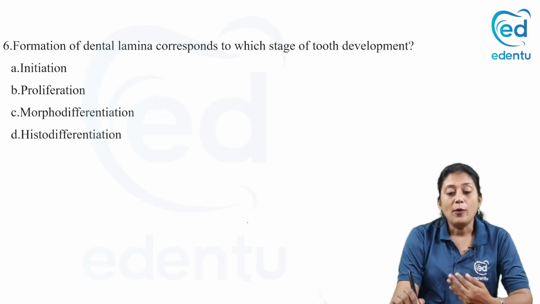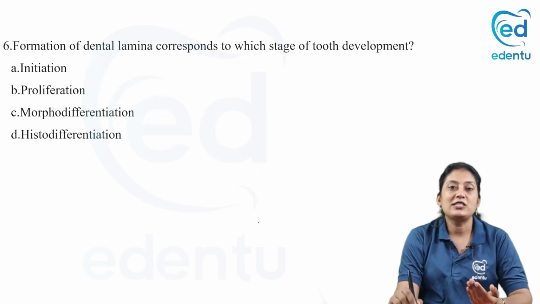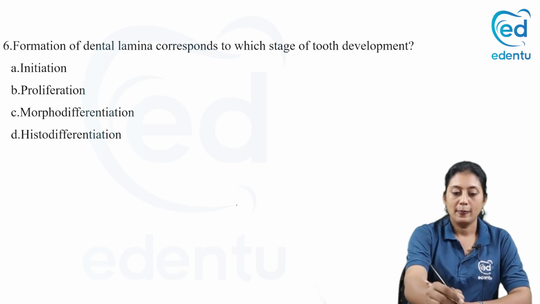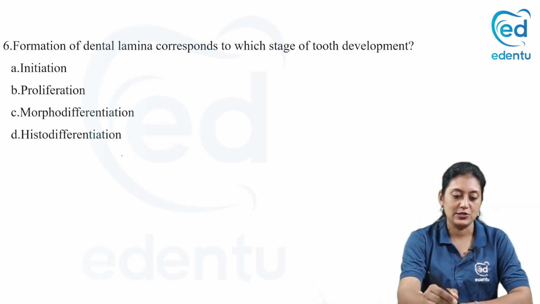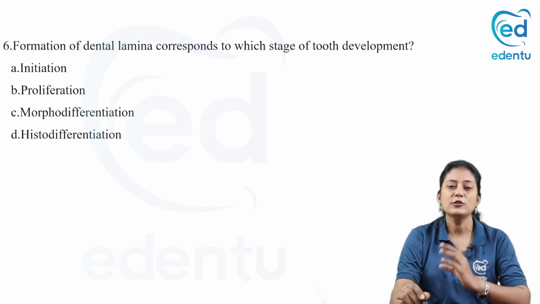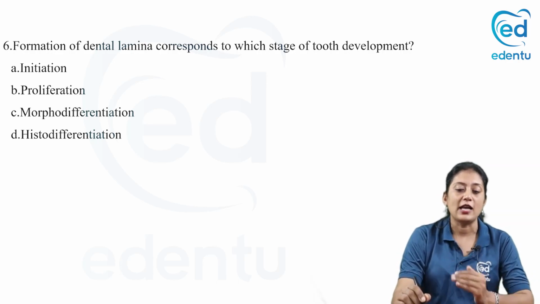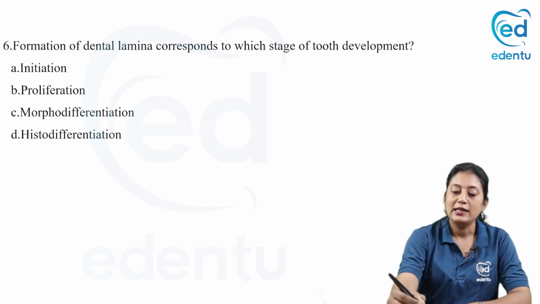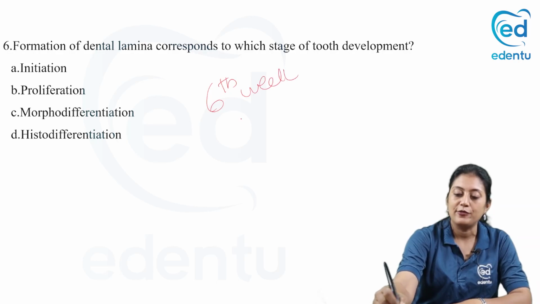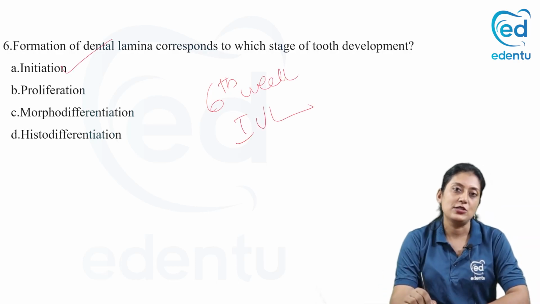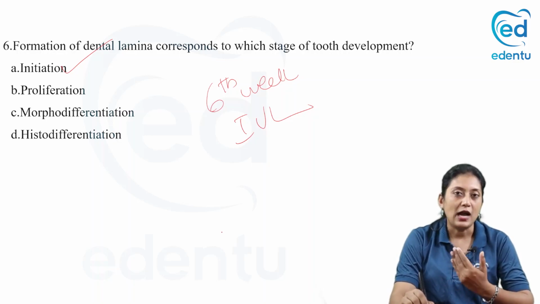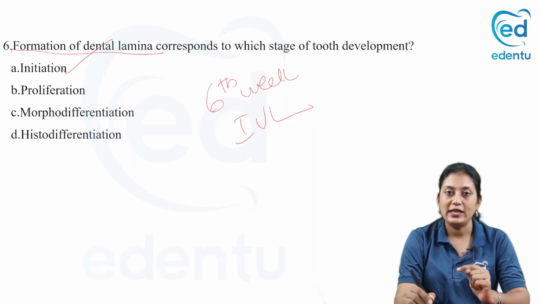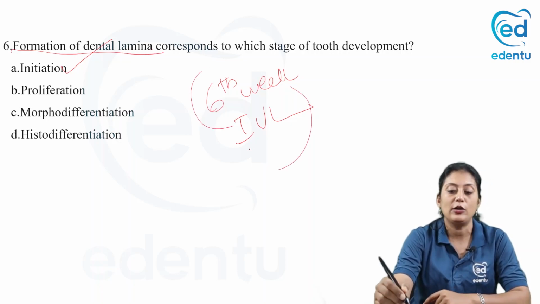The next question is, formation of dental lamina corresponds to which stage of tooth development? So we have 5 physiological stages in tooth development: initiation, proliferation, morphodifferentiation, histodifferentiation, apposition. Out of this, which particular stage corresponds to the formation of dental lamina? Formation of dental lamina is the first step in tooth development that happens in the 6th week of intrauterine life. That corresponds to initiation. So initiation is the starting point. The starting point of tooth development is nothing but formation of dental lamina, and that happens in the 6th week of intrauterine life.